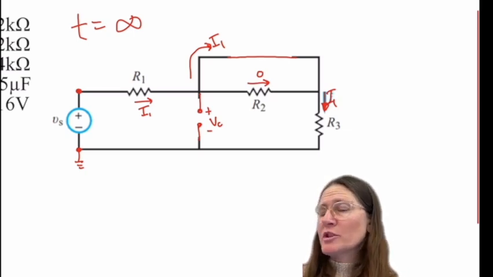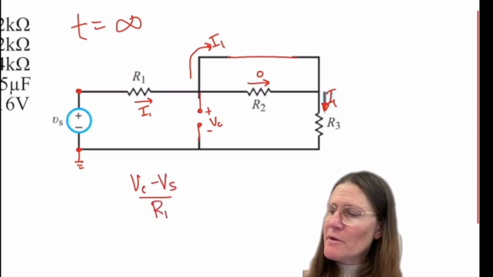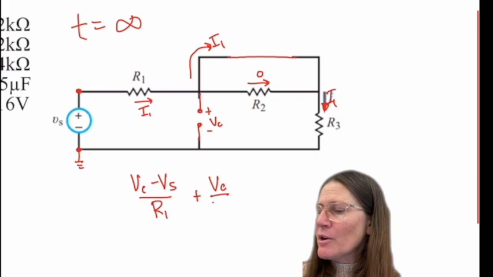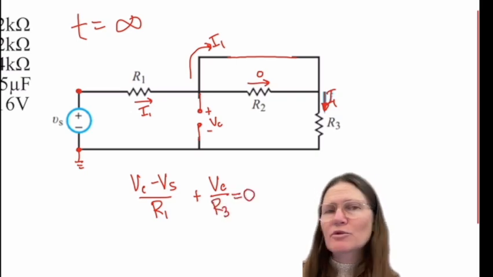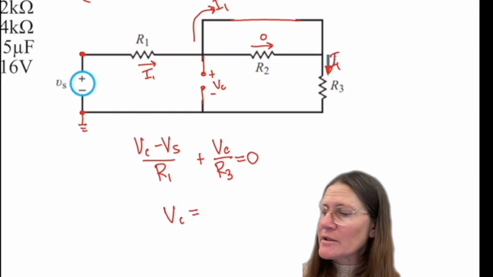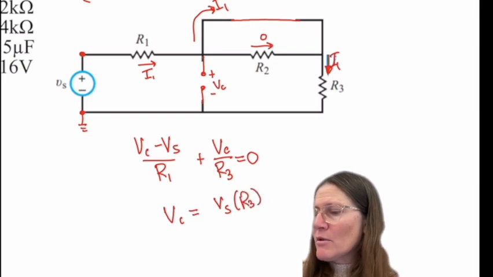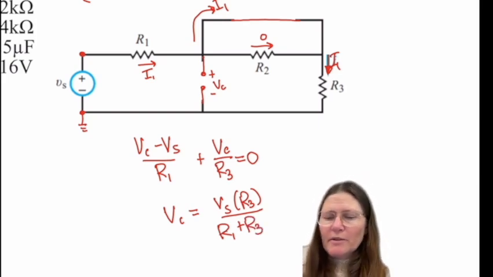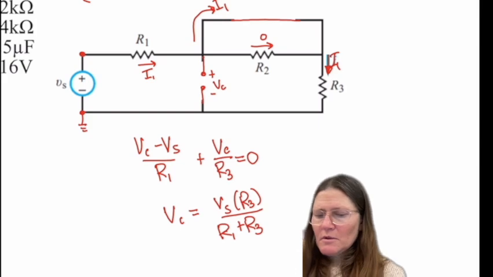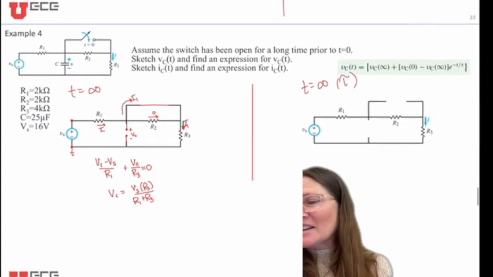So you could do node voltage again. The node voltage equation would be (VC minus Vs) over R1 plus VC over R3, because the R2 is shorted, equals 0. Or again, a voltage divider, if you see it, is Vs times R3 over (R1 plus R3). And this will be our final value. I'll get these numbers in a second.